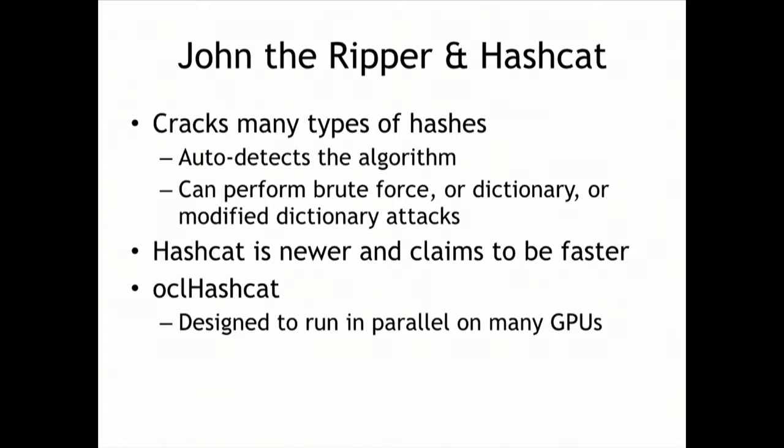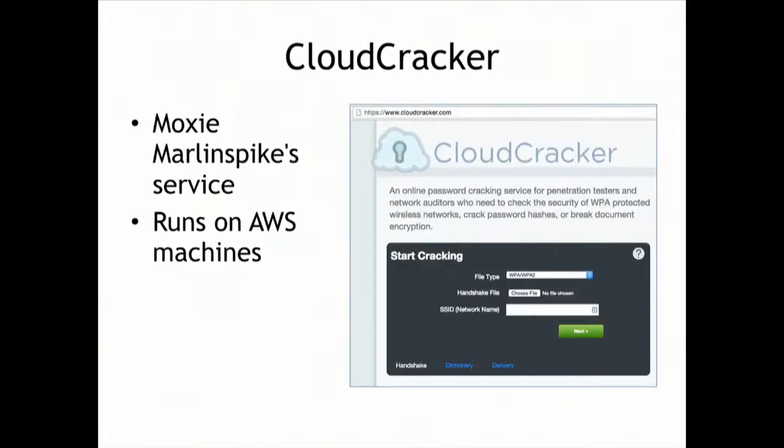Take all the computers in the hacking lab and put them together, and you can be much faster. You can also use a cloud cracker service. Moxie Marlinspike put this up a few years ago as a sort of demonstration of the insecurity of protocols like WPA, WPA2, and other ones using MS-CHAP version 2. And he uses a cluster of Amazon virtual machines and charges some money, and you can crack anything in a brief period of time there because it just has a large cluster of machines to use.